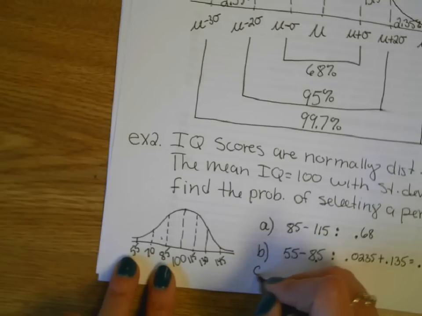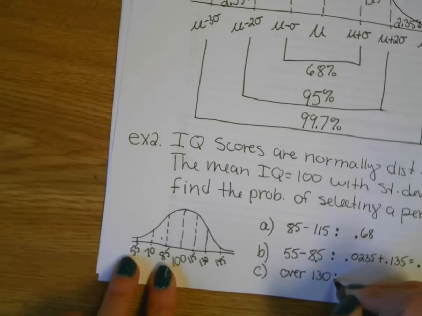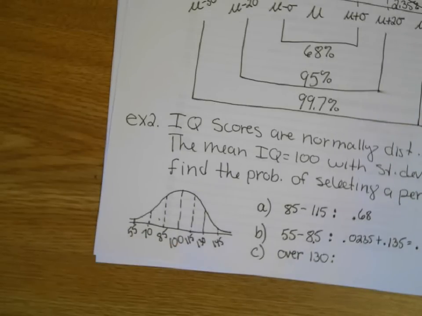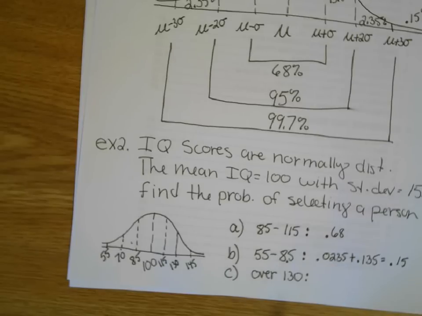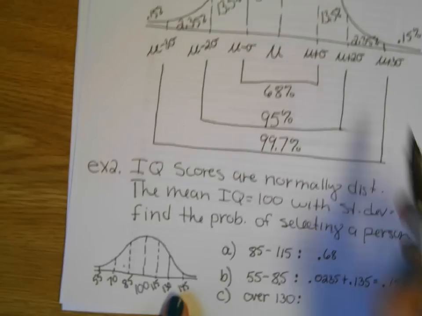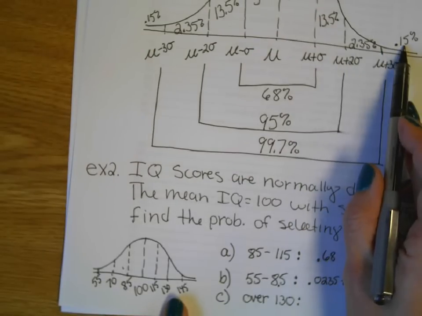Got it? Okay. And last one, what about picking someone over 130? What's that probability? Yeah, it'd be 15%. Or 0.15 as a decimal, your choice. How about over 130? What pieces do you have to add together? You see it? Yep, so the 2.35 plus the 0.15%.